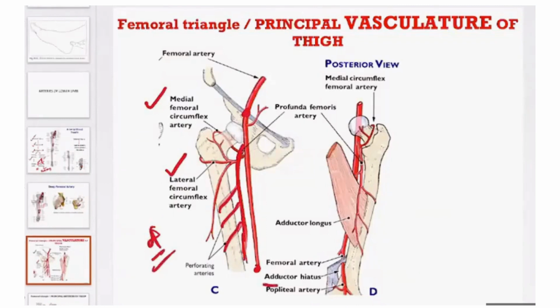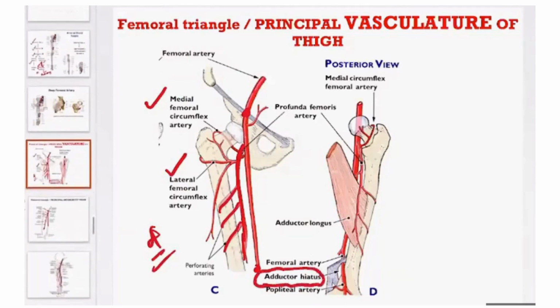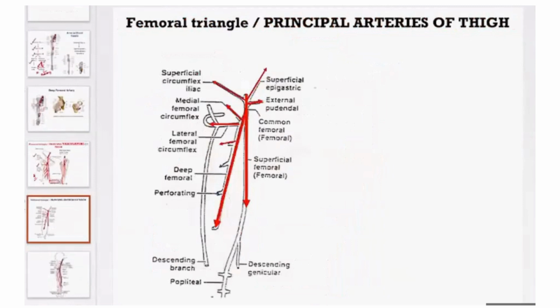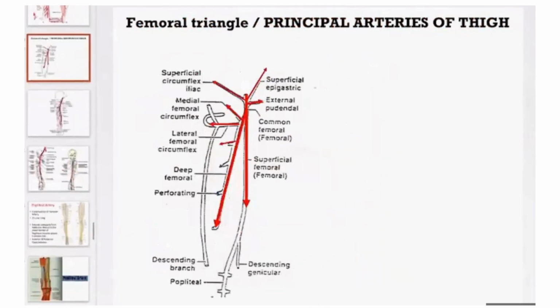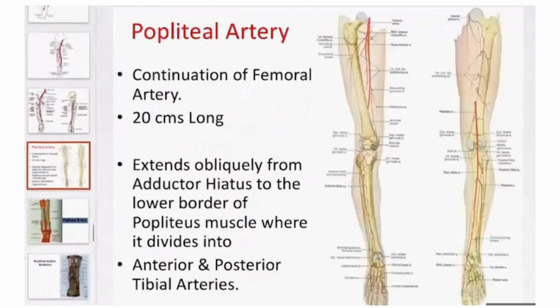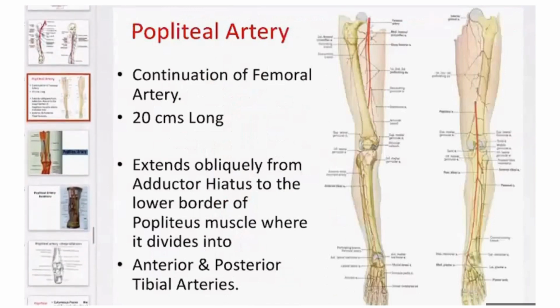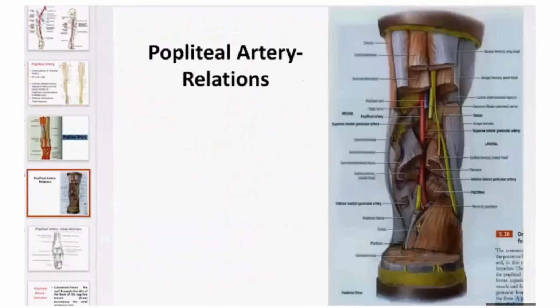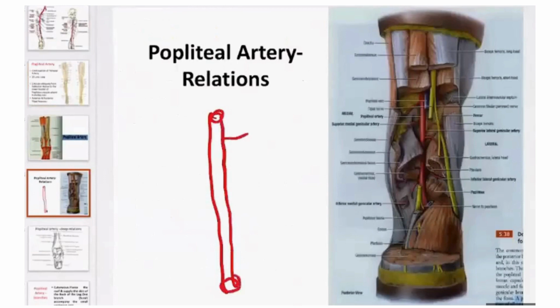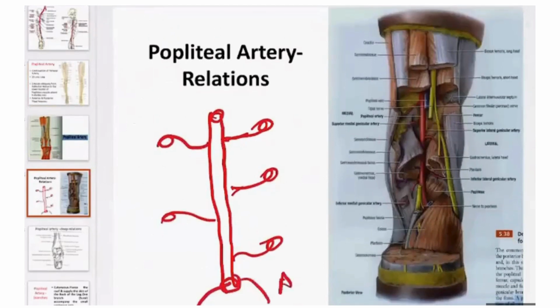And this opening on the adductor magnus is called the adductor hiatus. Popliteal artery gives off genicular branches, and they divide into anterior tibial and posterior tibial.